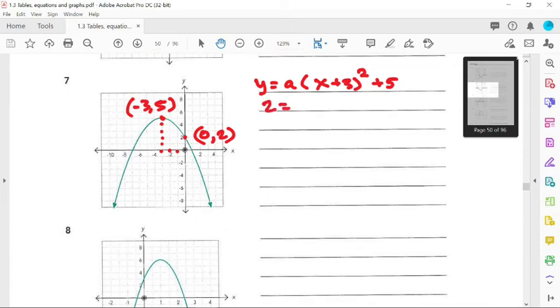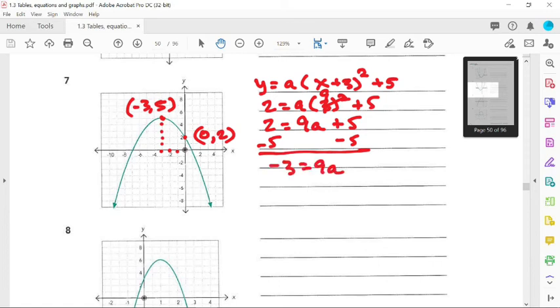y is 2, a, and x is going to become 0, so who cares? So I end up with just 3 squared plus 5. 2 equals 3 squared is 9, and 9 times a is 9a, plus 5. 9a equals 2 minus 5, which gives us -3 equals 9a. Divide both sides by 9, so you have negative 3 over 9. Divide both by 3: negative 1/3.